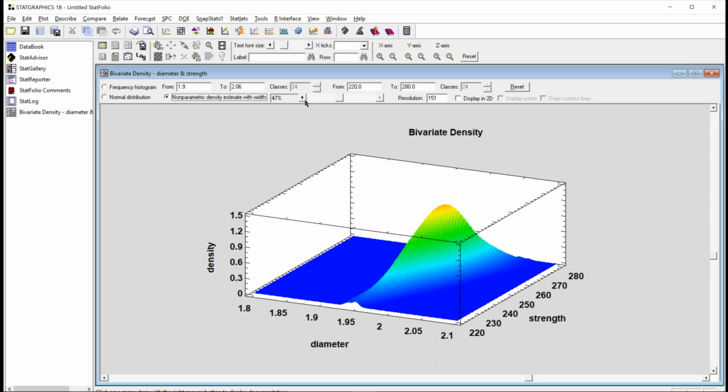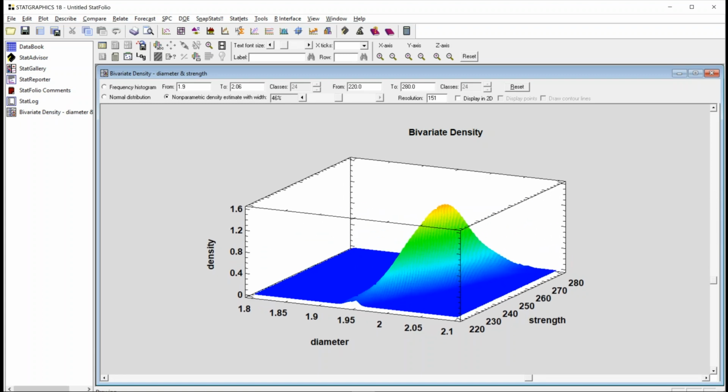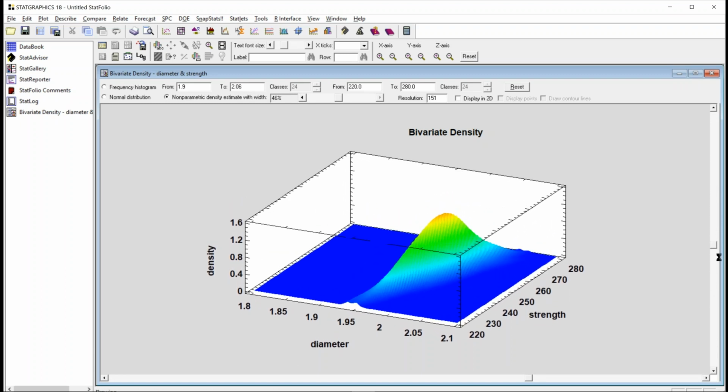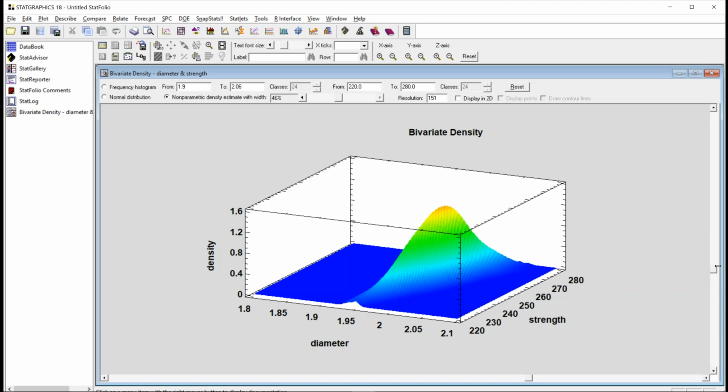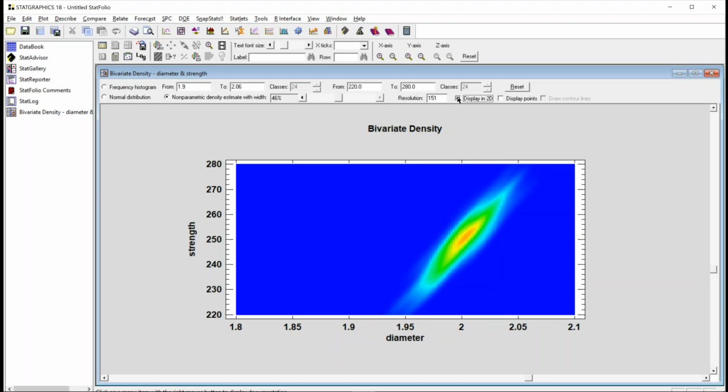And actually, by changing the width of the window here, I could get a little bit more detail if I'm interested. So you can see here, for example, what it estimates the density could be. Now, I can also display it in 2 dimensions rather than 3 dimensions. In 2 dimensions, it's basically an elliptical region, where you see the red on that plot, the density is higher, and then it falls off with the varying colors.